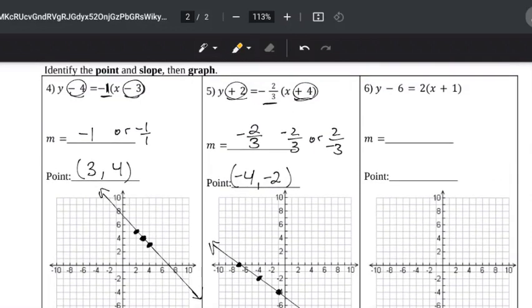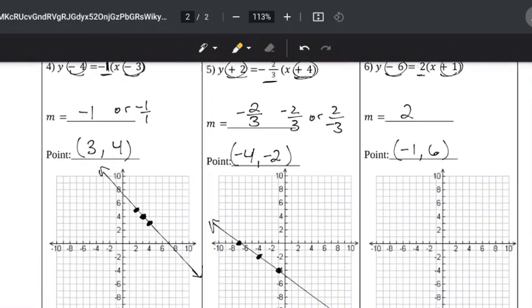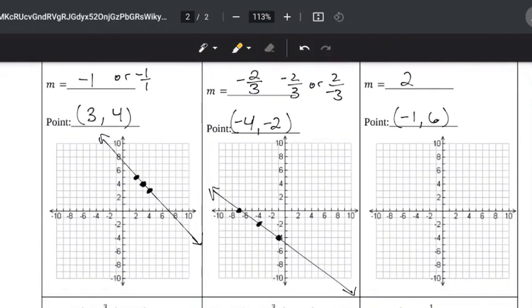Okay, number 6, our slope is 2. Our coordinate pair, or our point, is the opposite of positive 1, negative 1, the opposite of negative 6, which is positive 6. Go left 1, up 6.